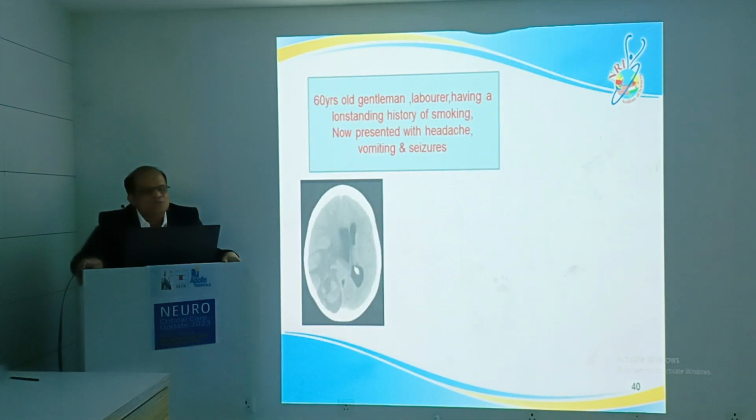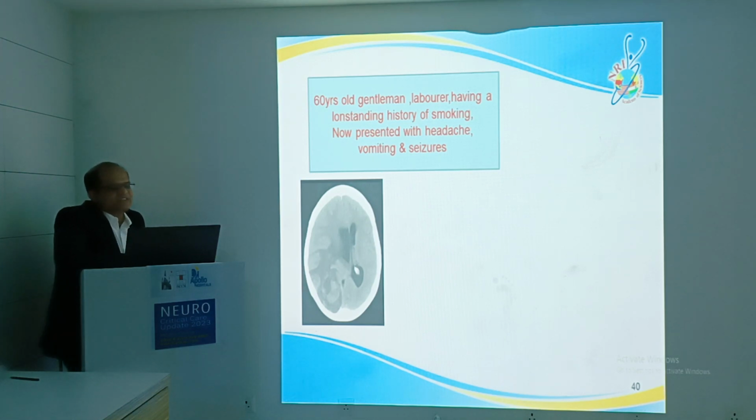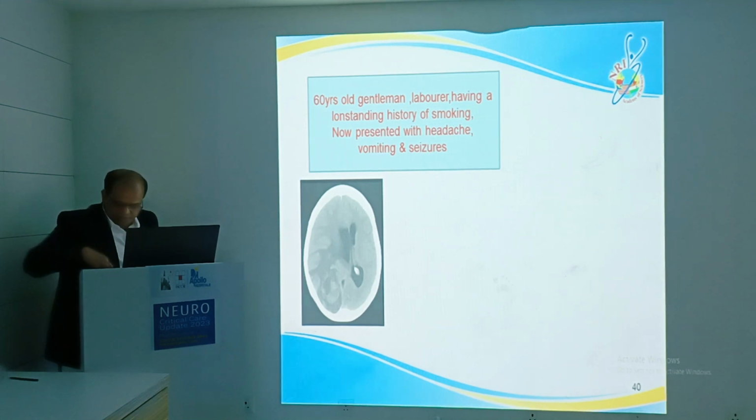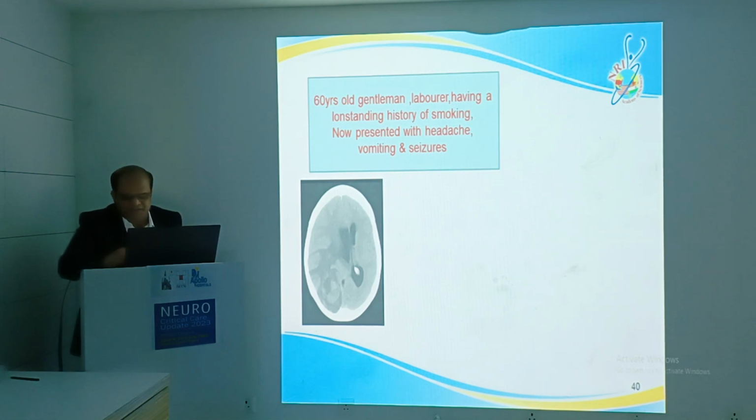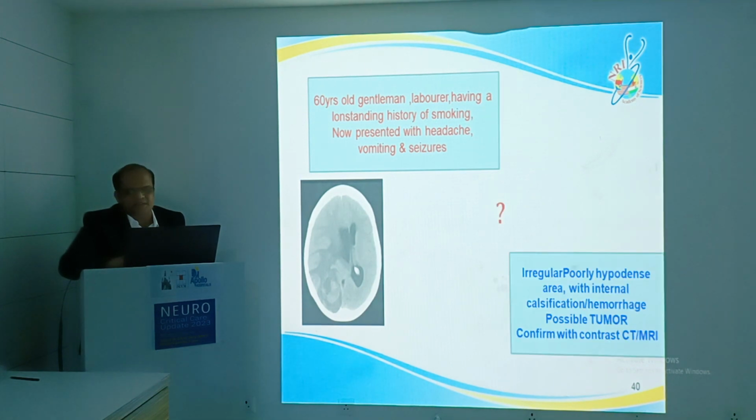Here is another film, a 60 years old gentleman, a laborer with a long standing history of smoking, now presented with headache, vomiting and seizure. What is happening here? Yes, we have a huge irregular ill-defined hypodensity within which we have some hyperdensity, some calcification or bleed, irregularly, and maximum edema is there. So you have to think of a tumor with mass effect. We have to confirm with a contrast CT.